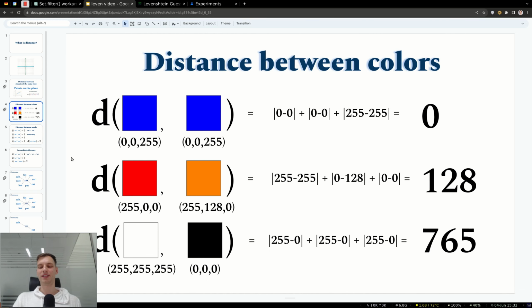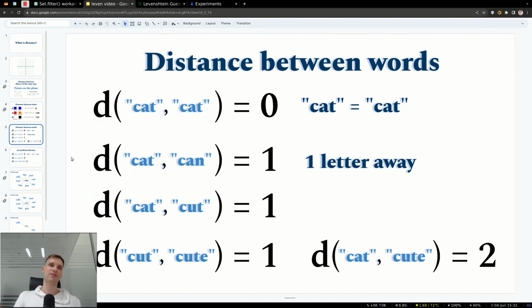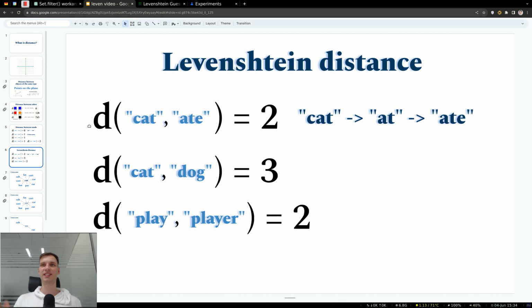Similarly, you can think of a distance between words in a word space. So the same words, cat and cat, have the distance 0, and the word cat versus can has the distance 1 because they are exactly one letter away. And if you think of the words cat and cute, you have to make two modifications to the first word to get the second word. And this is what Levenshtein distance is about. It shows how close the words are in the word space, so you can estimate the number of actions that you have to perform with the word in order to get some other word.